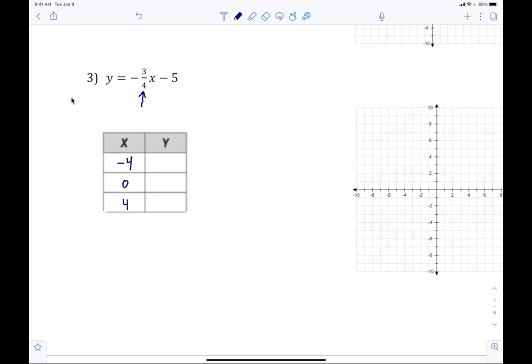Misha, what are the y values? -2, -5, and -8. Anybody else get that? All right, brilliant.